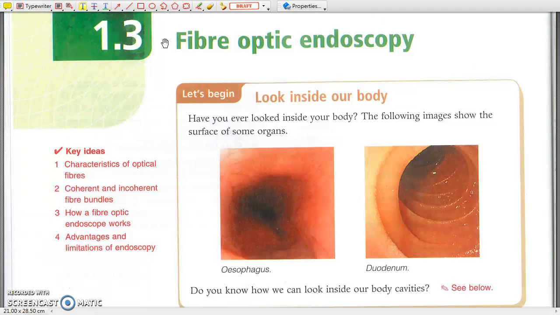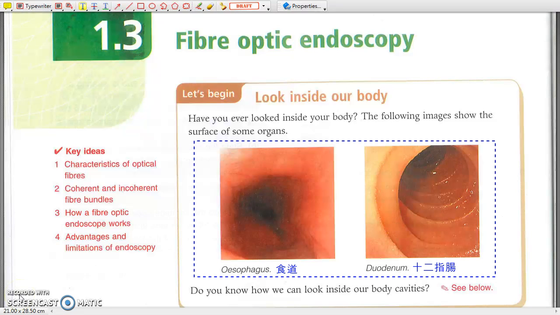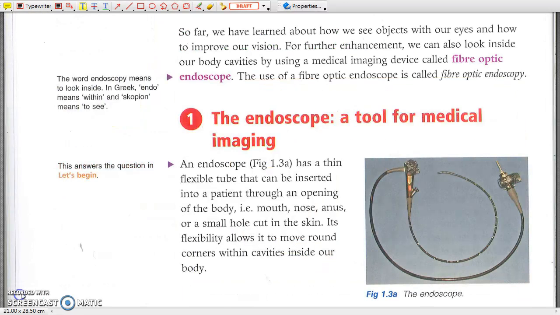1.3 Fiber optic endoscopy. Let's begin. Look inside our body. These are pictures taken by endoscopes. They show an esophagus and a duodenum. A fiber optic endoscope makes use of the physics of light when light travels along optical fibers.